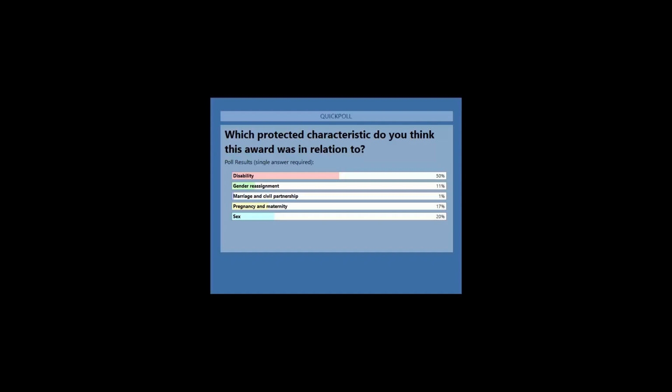So the £995,000 was actually paid in respect of sex discrimination. Interestingly, I can see half of you, 50%, saying disability, and then we have pregnancy and maternity and gender reassignment generally as the follow-ups, and marriage and civil partnership at 1%. So sex discrimination saw the highest award paid.